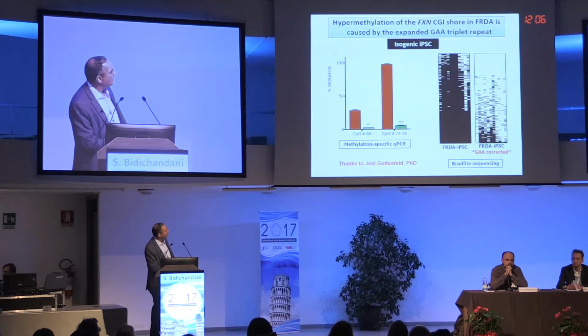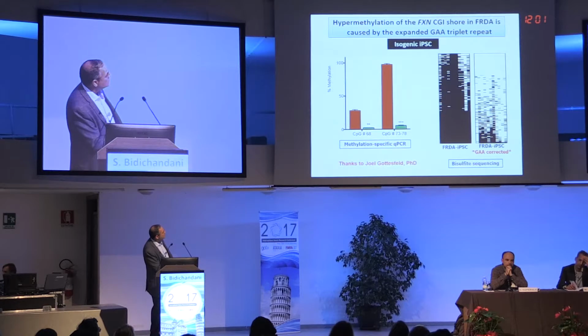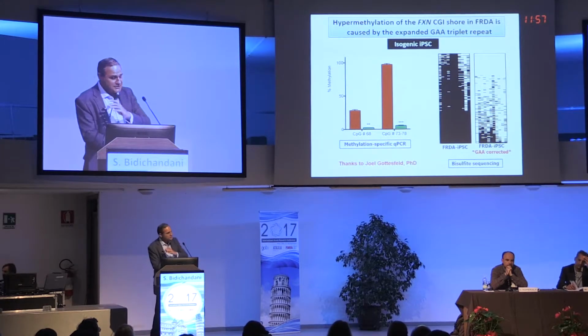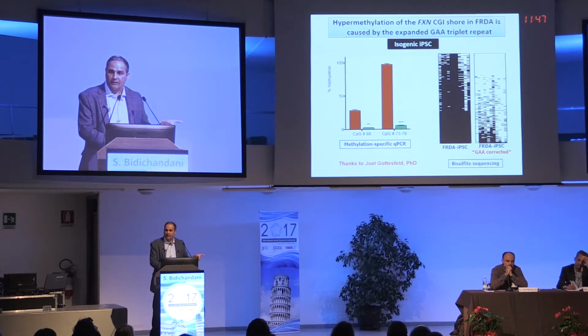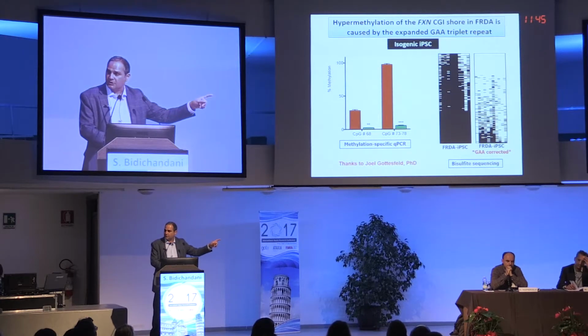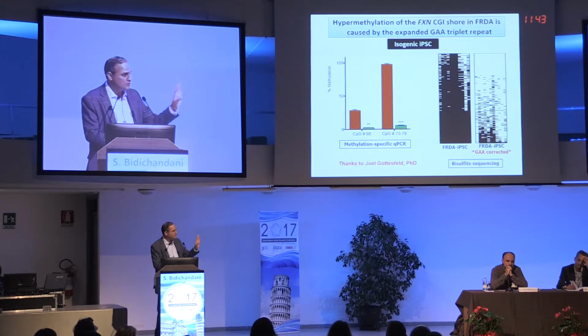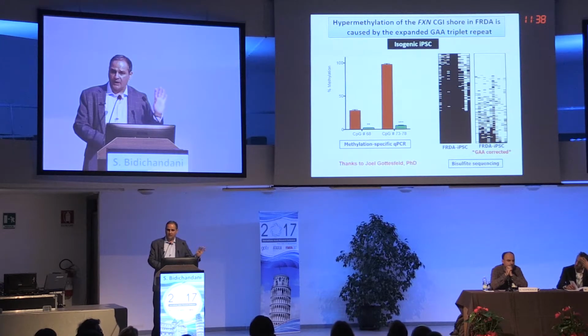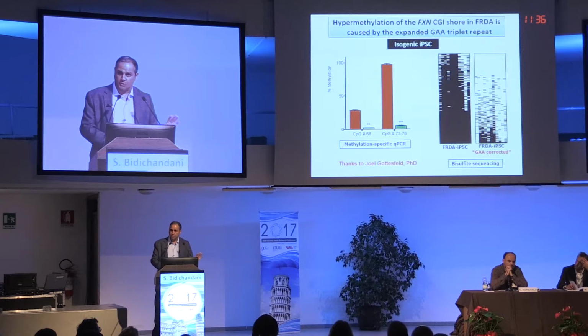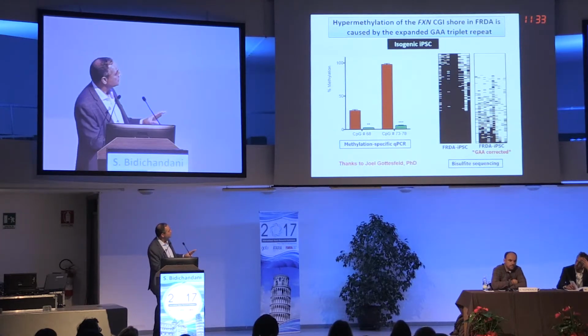But the really cool one, we got DNA from Joel's lab, where we got these isogenic iPS cells, and this is an FA iPS cell line. And this is the same cell line with the GAA completely corrected, and you see the methylation disappear. So you know that it's related to the repeat itself. So now what I'm telling you is there's methylation in the CpG island shore, okay? But I've only shown you peripheral tissues, okay?